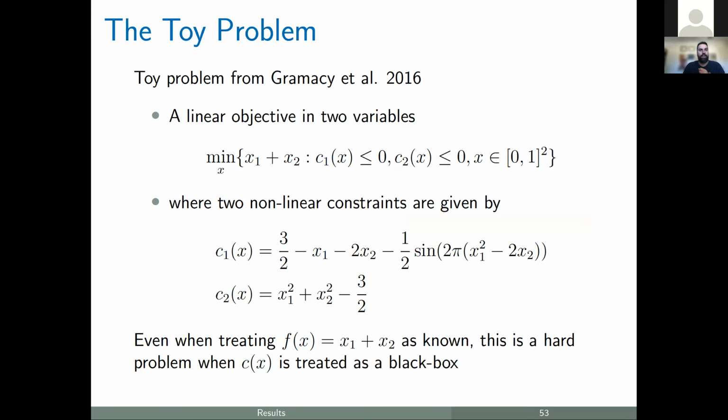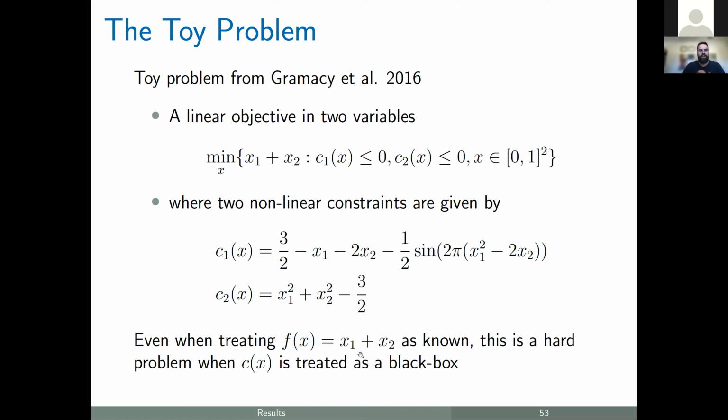Here are some results from the actual paper. And so we looked at a problem that was introduced in this Gramacy et al. paper, 2016. You have a linear objective in two variables. So this is the function. So this is a toy example. It's not a real computer model. But you have this objective function, which is just a linear function of x1 and x2. And you have two highly nonlinear constraints that are given by these two forms.